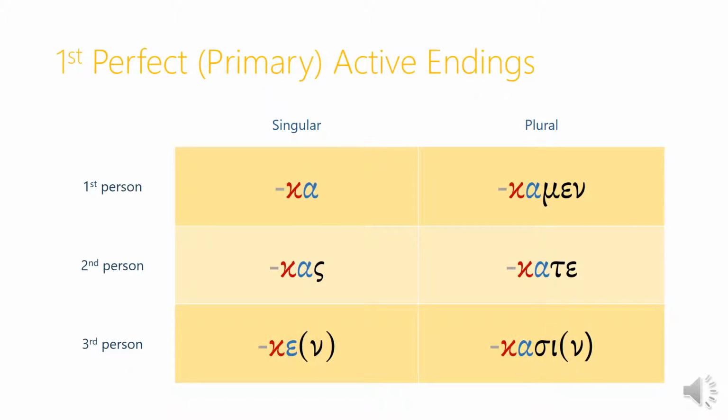If we add on the tense marker and connecting vowel, then the first perfect active endings look like this. First person singular is ka, second person singular is kas, third person singular is ke or ken. And in the plural, we have kamen, kate, and kasi or kasin.